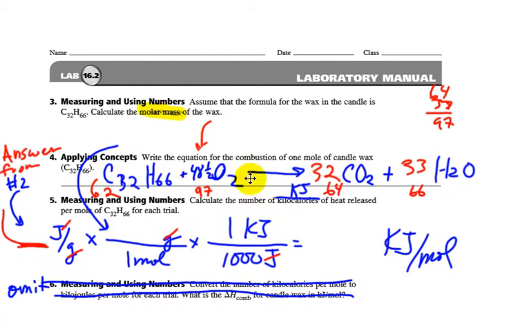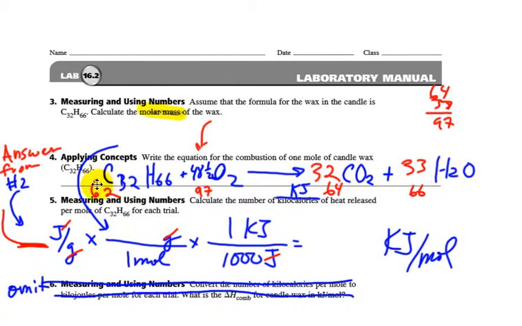Number 4, the equation for the combustion of it, assuming complete combustion. Give you a hint here. Here it is right here, C32H66 plus O2. And if it's complete combustion, we just get CO2 and H2O forming.